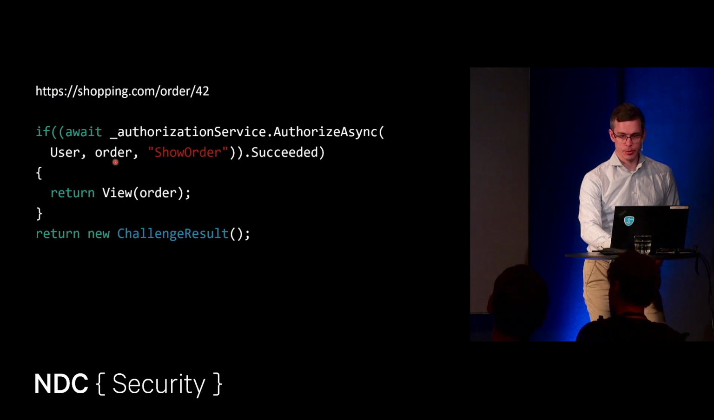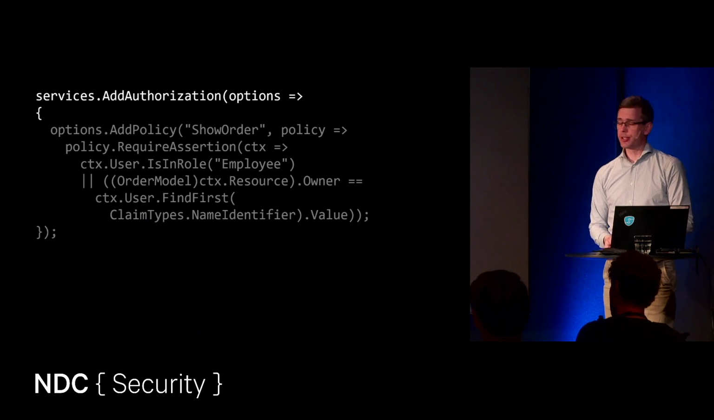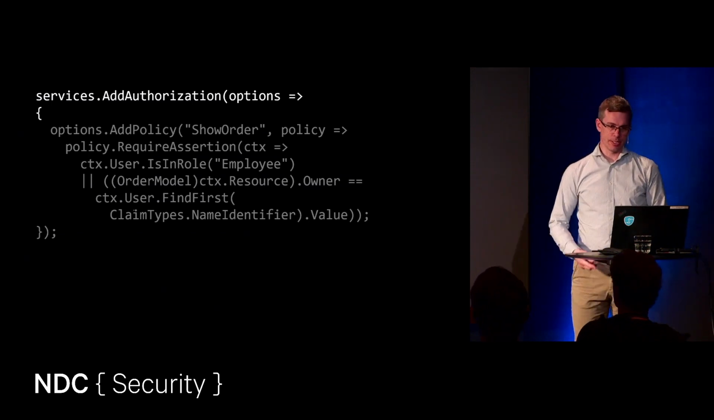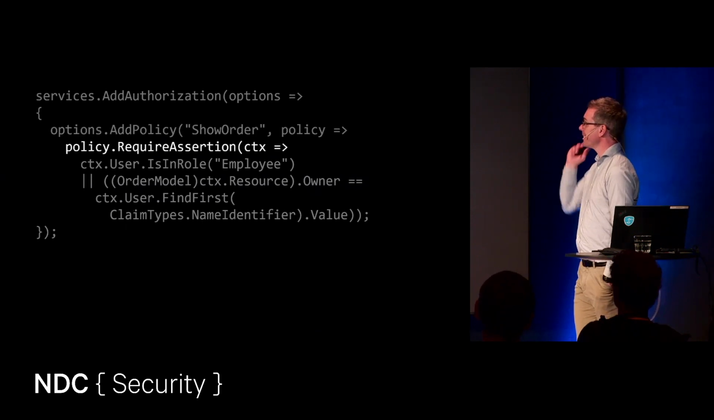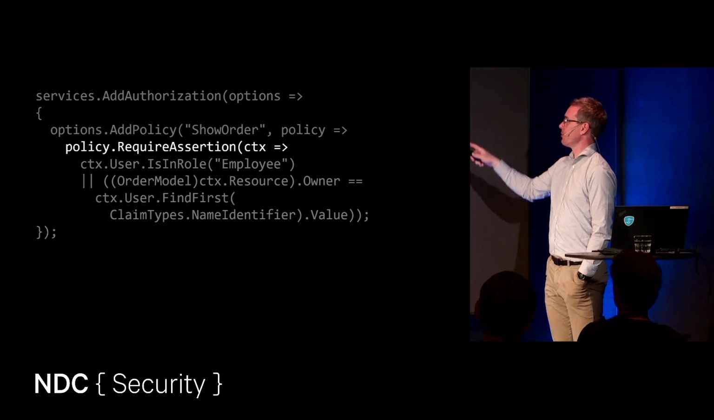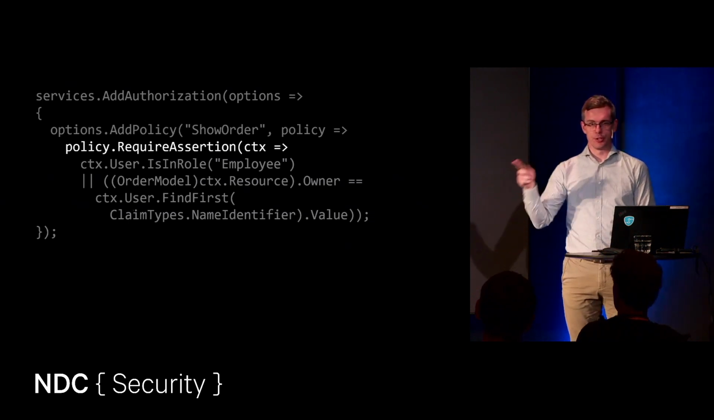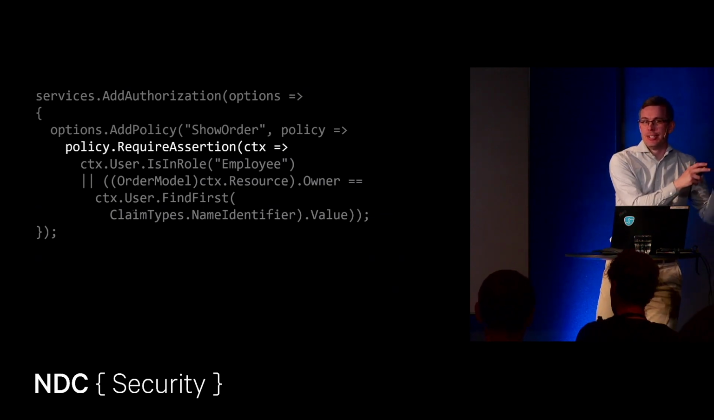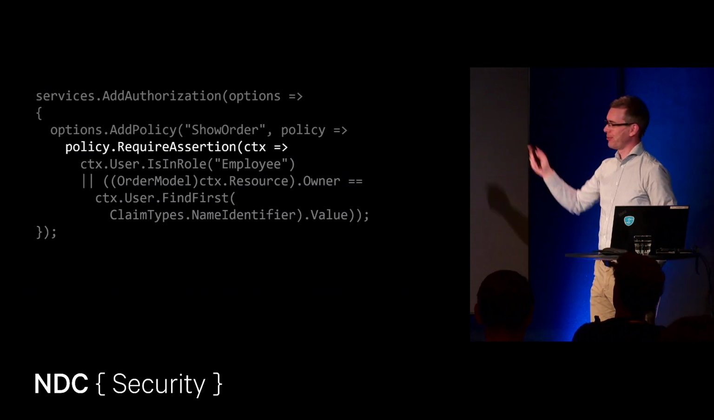So what does the policy look like? Well, the policy is part of add authorization in the services registration. You would obviously move this to a separate file if you have complex policies, but let's just do it inline here. We add a policy show order. The policy requires assertion, and this is my favorite. Require assertion means run this expression over here or this method over here and see if it returns true. That's the escape hatch out of that horrible, or not horrible, but that complex requirement handler thing. You can just require assertion.